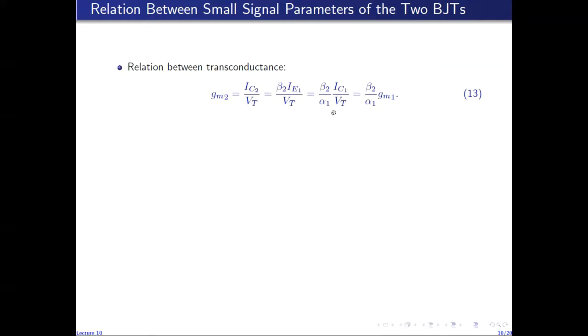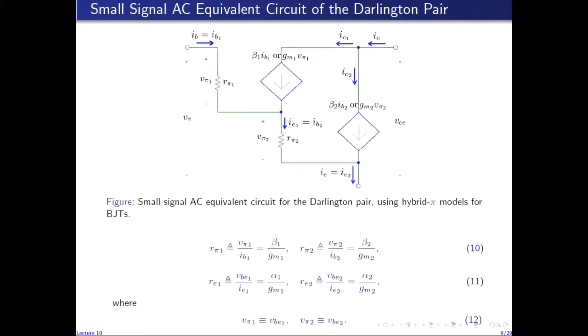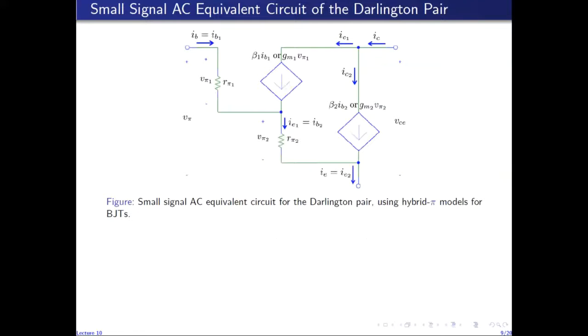So IC1 over VT is then gm1. So gm2 is related to gm1 through this factor. Similarly, r pi 2 is VT over IB2, because r pi is v pi over IB. So r pi is beta over gm. So gm is IC over VT. So VT goes into the numerator, and beta, when it comes into the denominator, becomes IC over beta. So r pi becomes VT over IB.